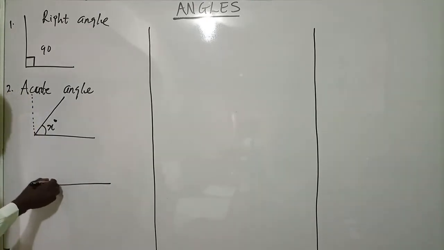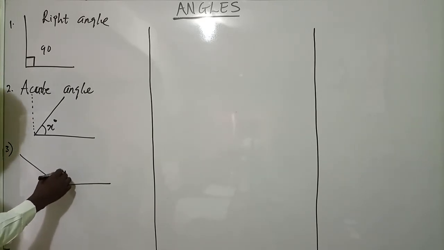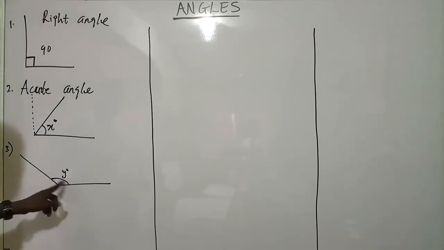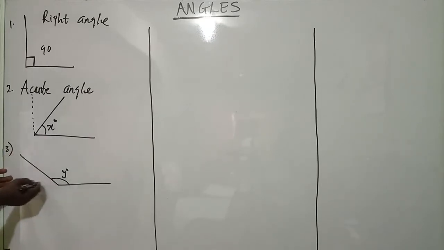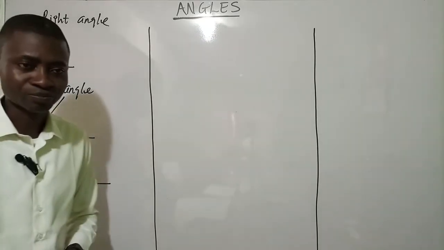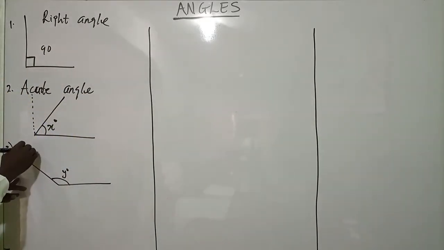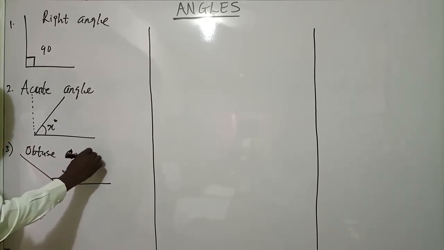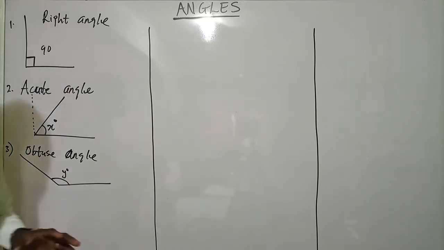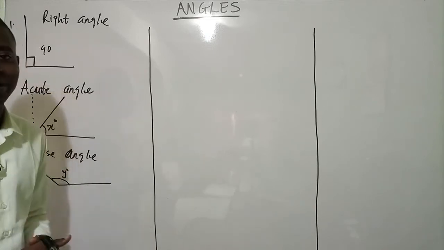Now, what about an angle that is greater than 90 degrees? For instance, you have an angle like this. Let's call this y degree. What do we call this type of angle? An angle that is greater than 90 degrees but less than 180 degrees is called an obtuse angle. So an obtuse angle is an angle that is greater than 90 degrees but less than 180 degrees.